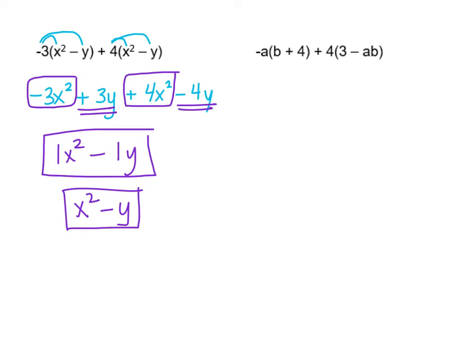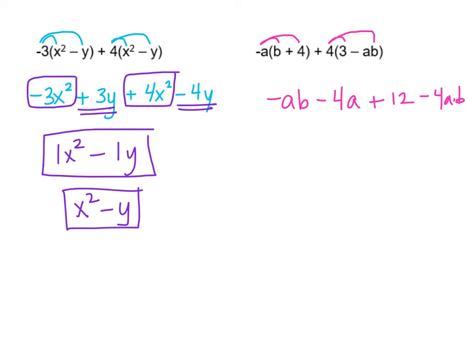Alright, last one for this video. We're going to distribute. The a is negative. Negative times positive gives us a negative ab. Negative times positive gives us a negative. You always want to put that number, the coefficient, out front, so negative 4a. This 4 is positive, so 4 times 3 is a positive 12, so we say plus 12. And then positive times a negative is a negative 4ab.